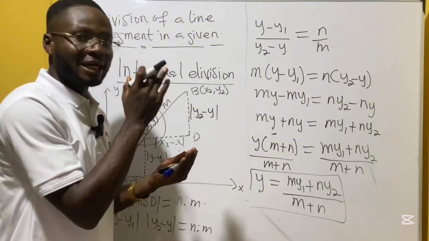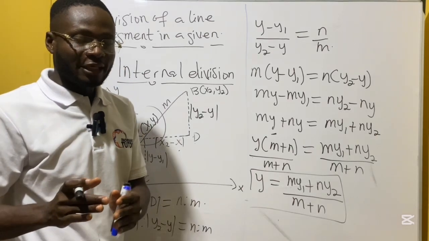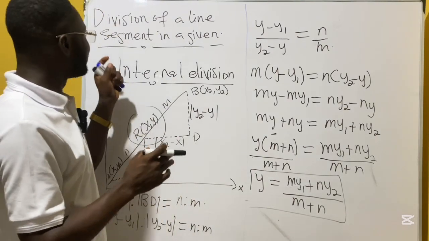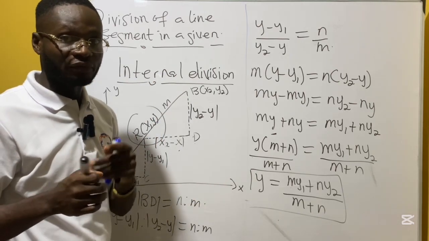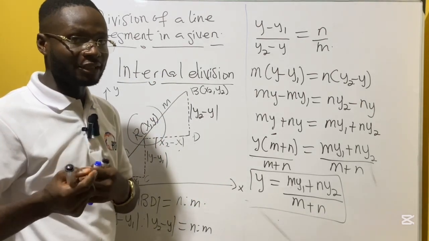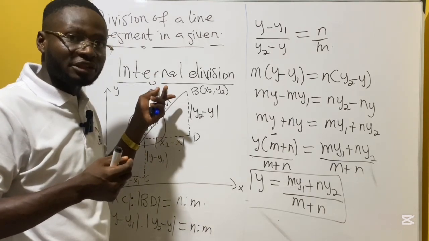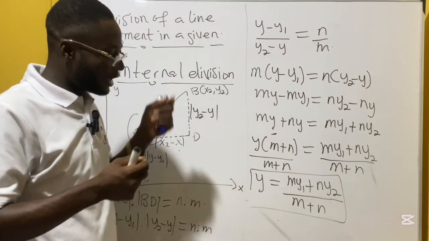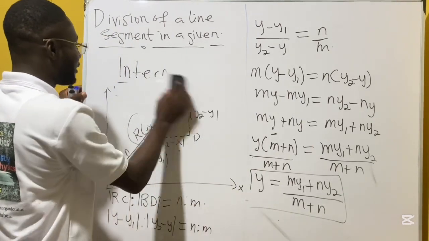So we combine the y coordinate and the x coordinate, and then we have the division of a line segment in a given ratio. If you want to find the division of a line segment in a given ratio, that is the internal division. Okay, so basically, now we can erase our diagram.